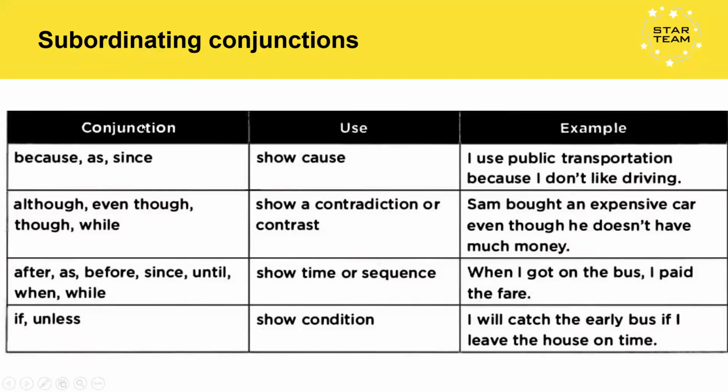So, conjunctions. The following conjunctions can be used in these independent and subordinate clauses: because, as, since, although, even though, while, after, as, before, since, until, when, while, if, unless. Because, as, since show cause, reason, yes? I use public transportation because I don't like driving.